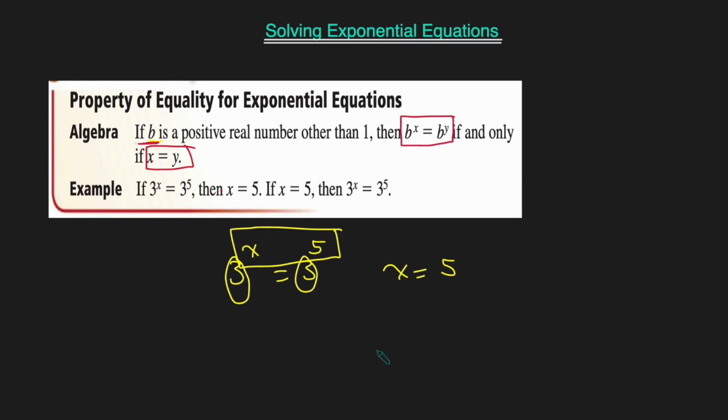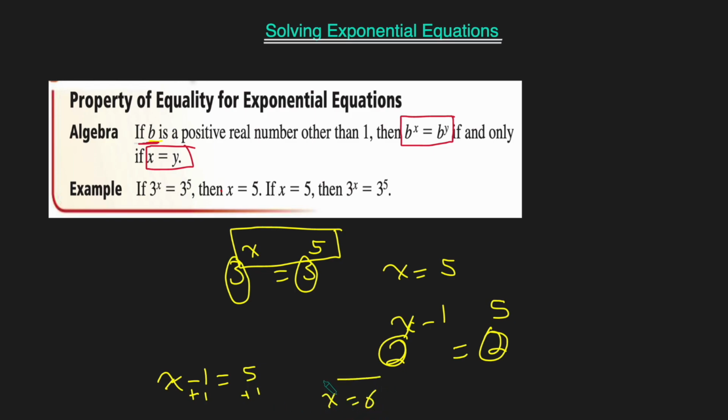Another example, if we have 2 to the x minus 1 equals 2 to the 5, since the bases are the same, we can conclude that x minus 1 will equal 5, and then we just simply solve for x, and x will be 6. And you can always go back and check. You put 2 to the 6 minus 1, would that equal 2 to the 5? Yes, it does. 2 to the 6 minus 1, that's 2 to the 5, will equal 2 to the 5.